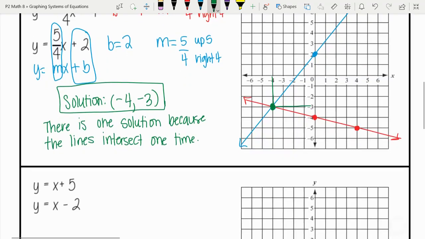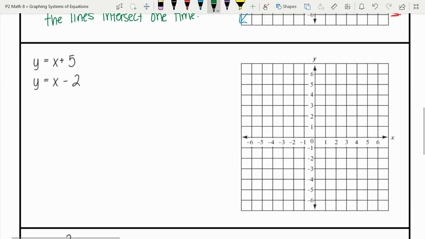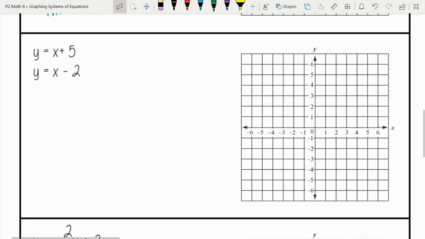Let's look at the next example. Next example, we have y equals x plus 5, y equals x minus 2. So doing the same thing, figure out what your b, which is your y-intercept, is. In this case, our b is equal to 5. So my first point is going to be at 5 on the y-axis.